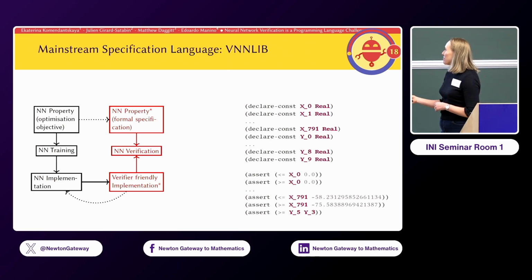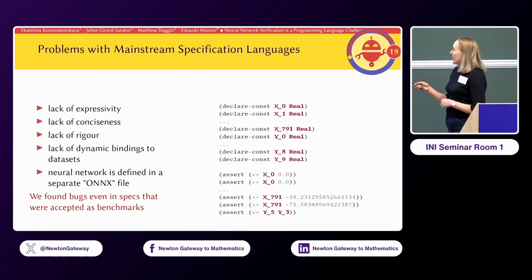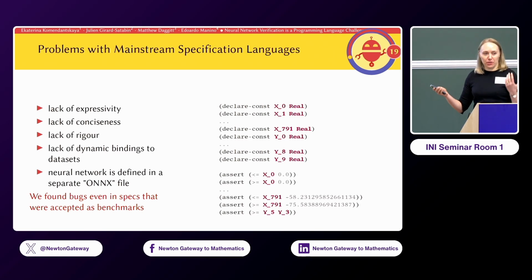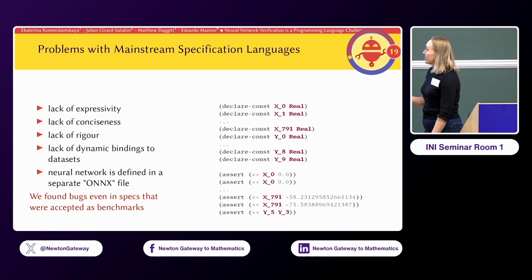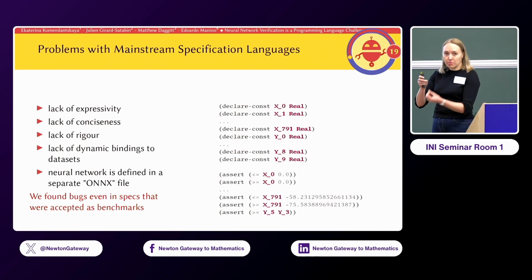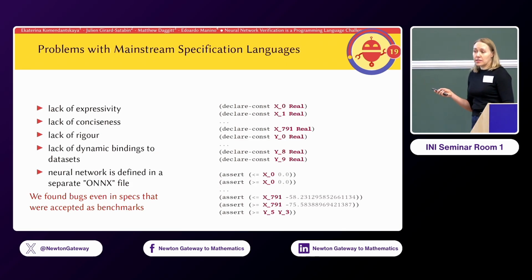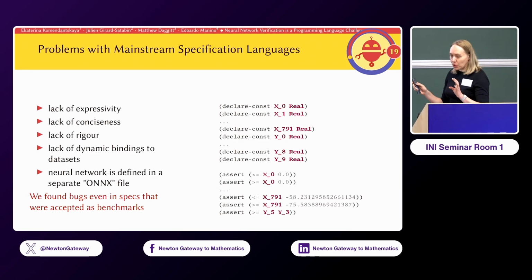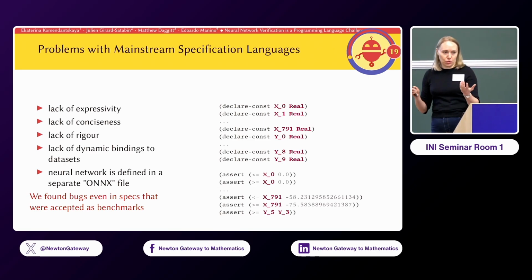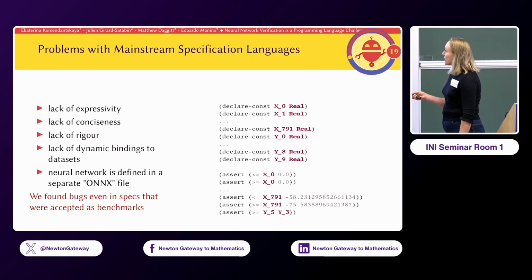Yeah, so it's problematic. There is lack of expressivity. I'd like to be talking about, in my specification language, neural network inputs, outputs, etc. Lack of conciseness: instead of talking about vectors, I have to talk about every vector element for some reason. Lack of rigor: this specification language has no formal semantics. In fact, there is no specification at all of what VNN-lib as a language allows you to do in its syntax.